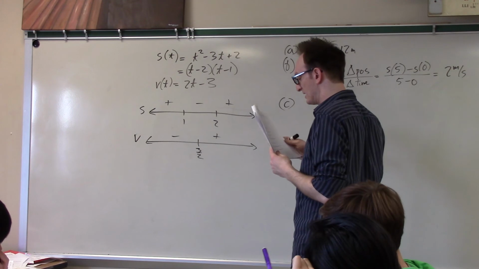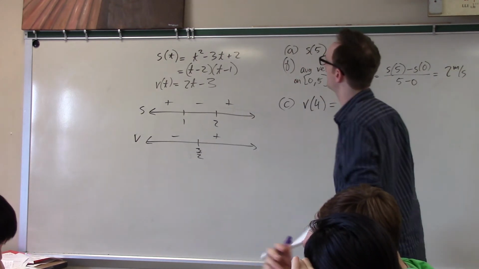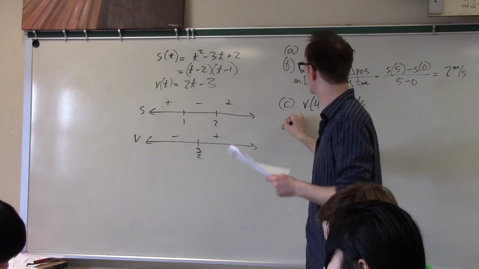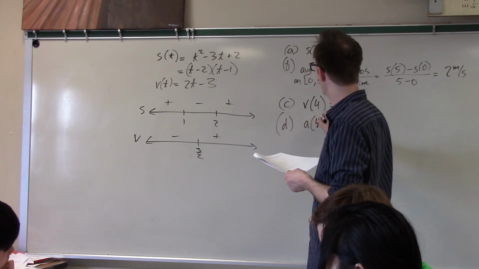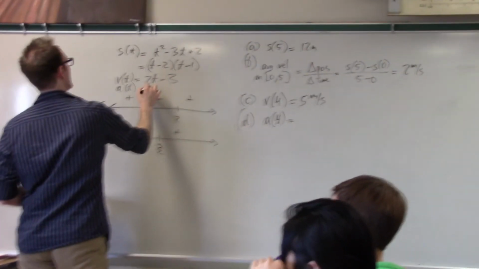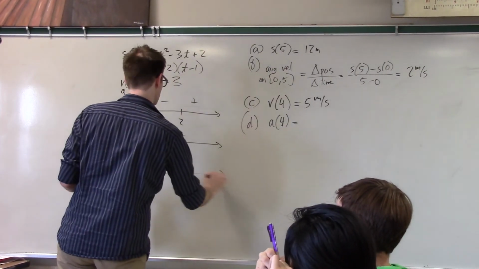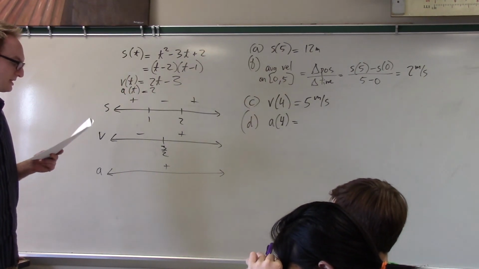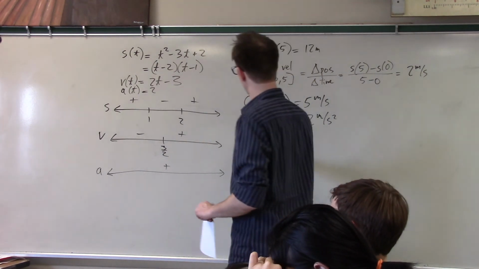Find the instantaneous velocity of the particle when t is 4. Okay, so they're just asking, what's the velocity at time 4? Answer, it is 5 meters per second. Part D, find the acceleration of the particle when t is 4. Well, I probably should have found the acceleration also. Let's do that. What is the acceleration? It's just 2. That makes a quite boring number line for acceleration, it's just always positive. So this is going to be 2, and the units are meters per second squared.